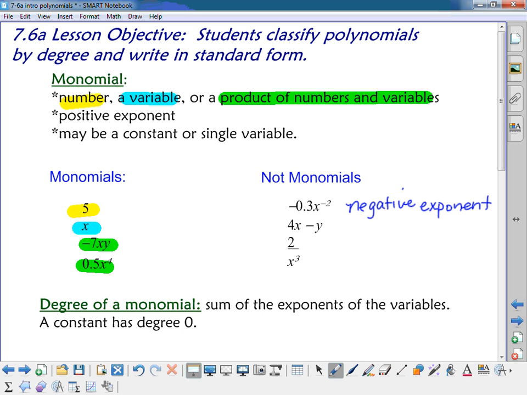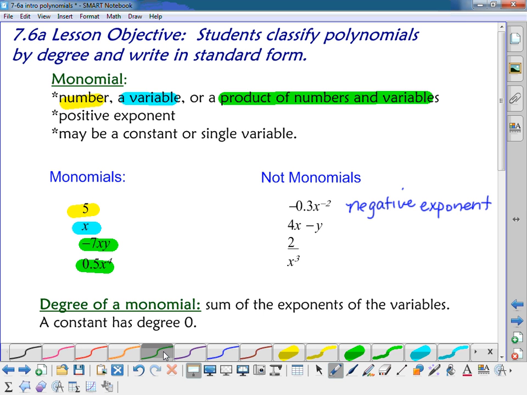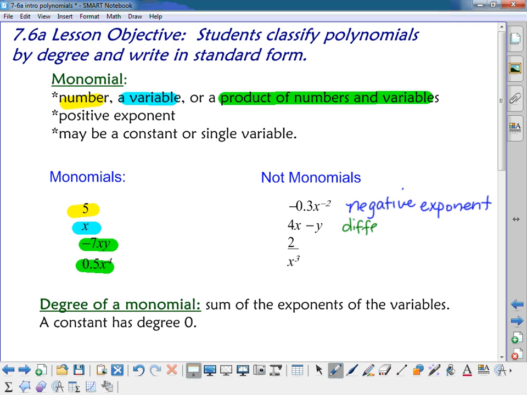And then 4x minus y, is it a product? What does product mean? Multiplying. Only this time we're subtracting. So what do you call it when you subtract? What's the answer to a subtraction problem? No, that's addition. Difference, right? Okay, so this one's a difference. It's not a product. So that's why it's not a monomial. It's actually a binomial, but we haven't gotten there yet. But it's not a monomial because we're subtracting.